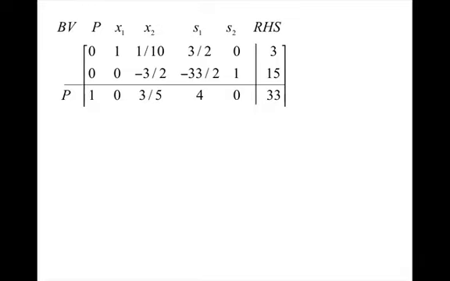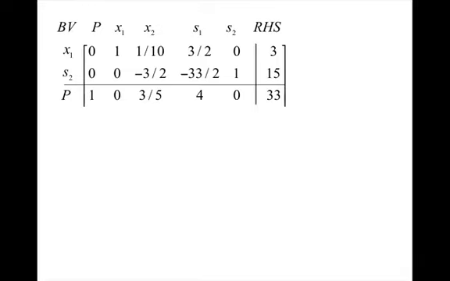My second identity column is under x sub 1. Under x sub 1, I have a 1, a 0, and a 0. The 1 is in row 1, so that means my row 1 basic variable is x sub 1. Then my last identity column is under s sub 2. Under s sub 2, I have a 0, a 1, and a 0. The 1 is in row 2, so my row 2 basic variable is s sub 2.